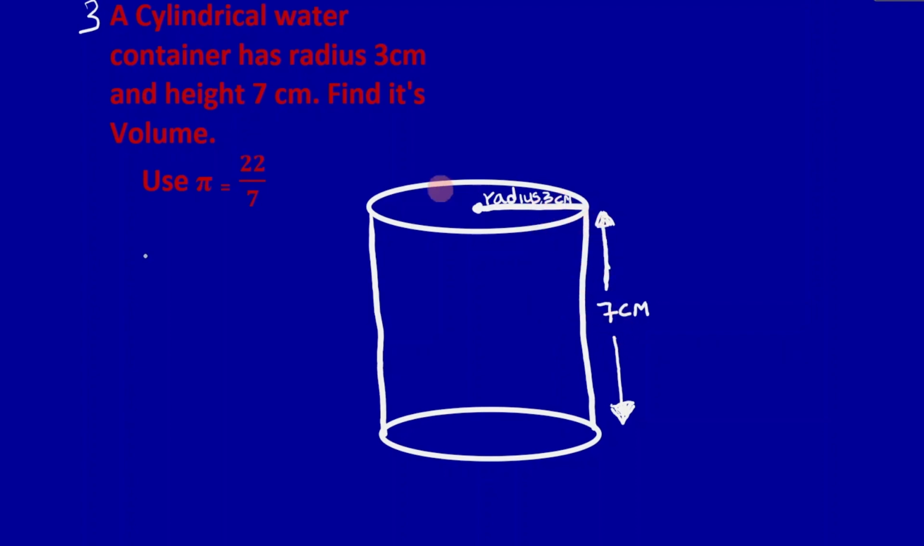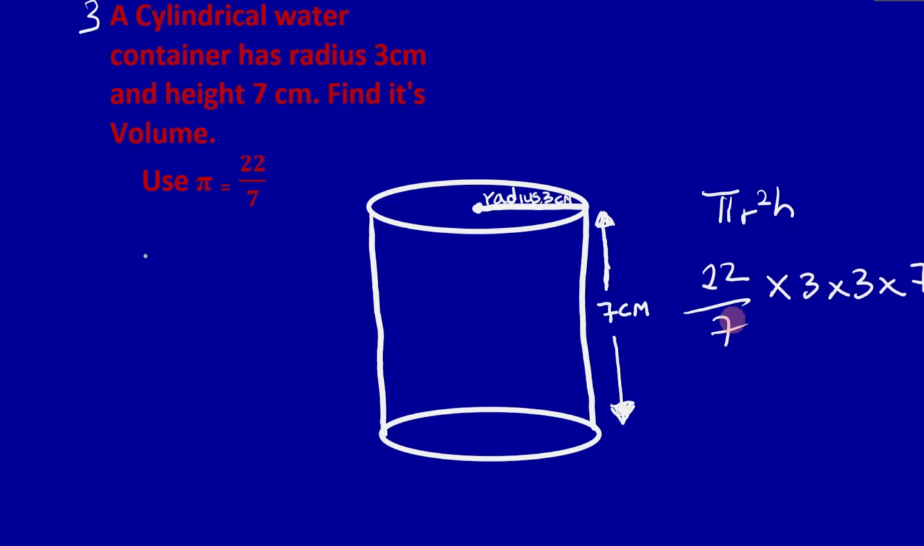Now, we are asked to find the volume of this, whereby the radius is given, the height is given, and we are asked to use our pi to be 22 over 7. Now, the formula, as we all know, is pi r squared h. So whereby the pi is already given as 22 divided by 7, multiplied by the radius, which is 3 centimeters, and it is asked to be doubled, that's squared. So we have 3 multiplied by the height here, which is 7 centimeters.